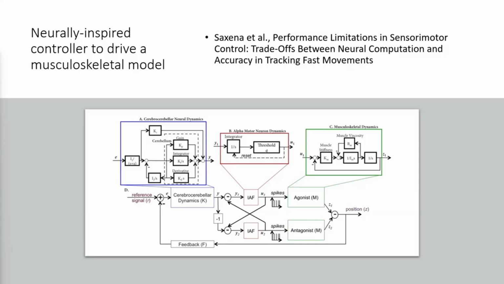In her previous work, my research advisor Shreya Saxena looked at a neurally inspired controller to drive a musculoskeletal model. My focus today is on the musculoskeletal dynamics, section C bordered in green. She used a single joint model under the class of equilibrium point models for motor control from McIntyre and Bizzi. However, in her case, the musculoskeletal model was linear and not multidimensional. What happens in the more realistic case of a biomechanically accurate arm model?